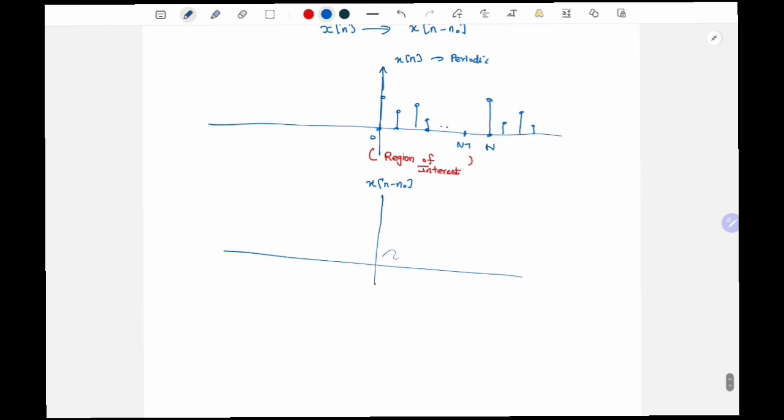So what will come at 0? Whatever was at minus n naught will come at 0, right? So I have something like this. And wherever the 0 was, that will be at n naught now, because this is the right shift, right? And again at N minus 1, I'll have something here. And again at N, I'll have whatever was at 0, it will repeat. So again, this is my region of interest.